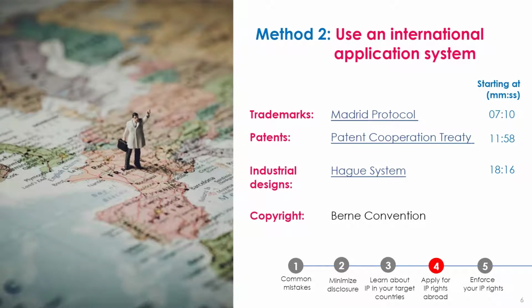I'll introduce the systems here and then go over the process for each system in more detail. You can file an international trademark application under the Madrid Protocol. For patents, the International Patent Application uses the Patent Cooperation Treaty. International industrial design registrations can be done using the Hague system.